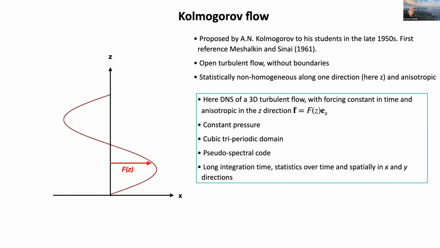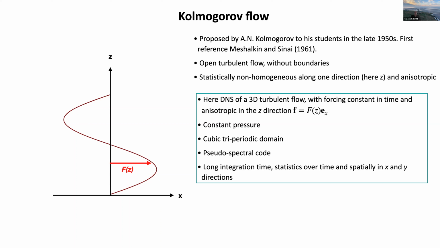So, about the turbulent Kolmogorov law. It's a flow which was proposed by Kolmogorov to his students in the late 50s. And the first known published work about this is the one of 61, which is shown here. So it's an open turbulent flow. Sometimes it's called a channel flow without boundaries. It's statistically non-homogeneous along one direction, which is seen here. And we have a forcing, which we call f of z, which is along the x direction, and f of z depends on the z variable.